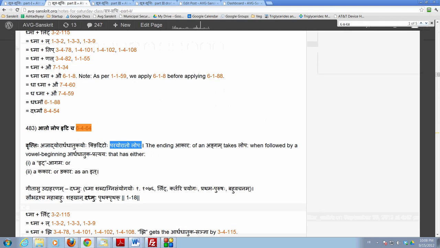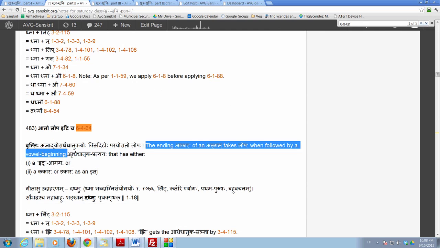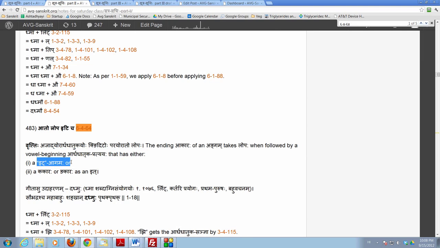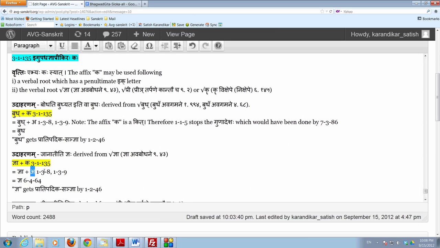If you look at it here, the ending akara of an angam takes lopaha when followed by ajadi pratyaya, which has sanya of ardhadhatukam. That is either has an idagamaha. We don't have idagama right now, but we do have kakara as an it. So all the conditions are satisfied. So now we remove the ending akara of jnya and we join the akara. It becomes jnya. So janati iti jnyaha.